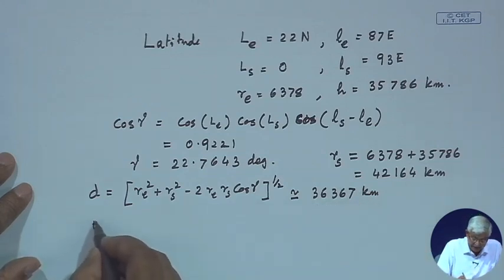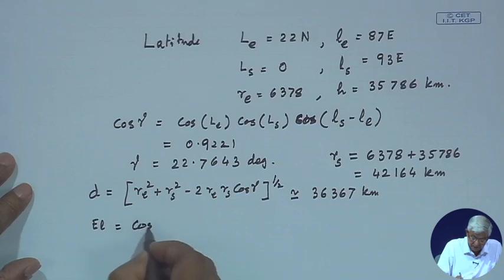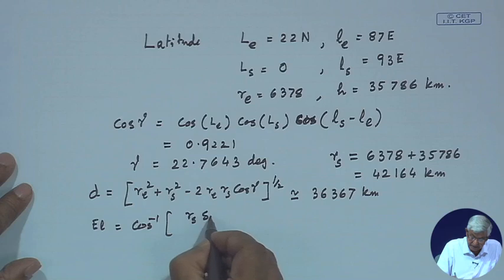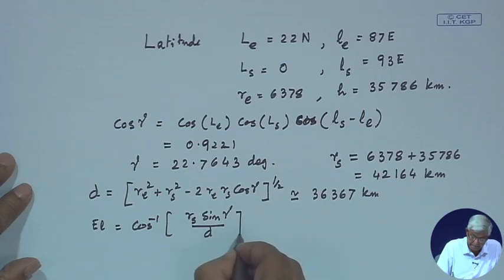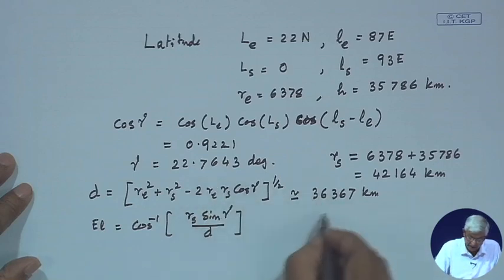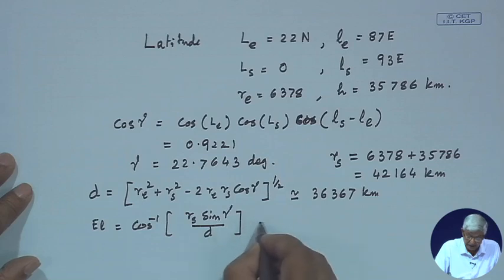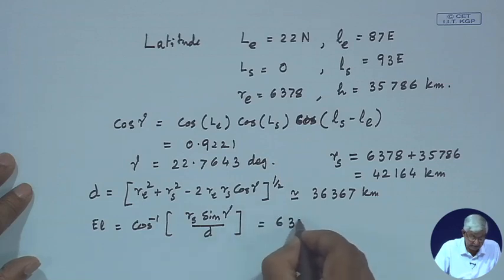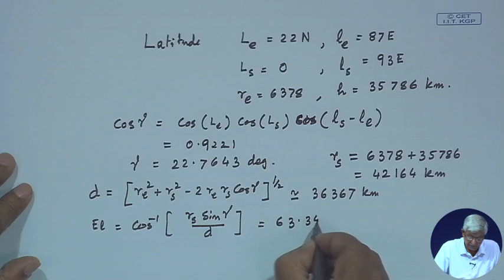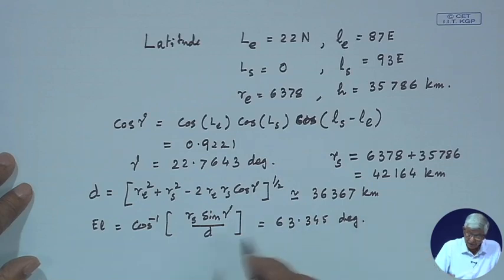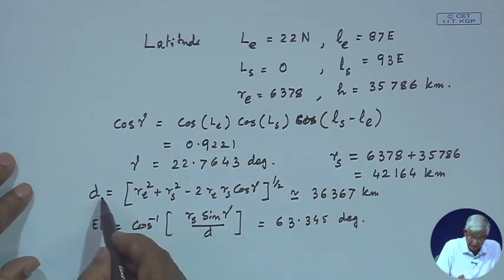And the elevation is cos inverse of R S sin gamma by d. If you put these values of d, R S and gamma, sin of gamma, you will get an elevation number as 63.345 degree. Now, we have got elevation and we have got d.